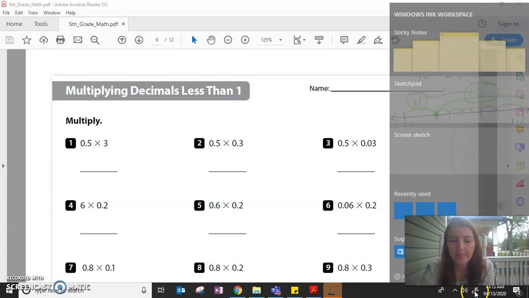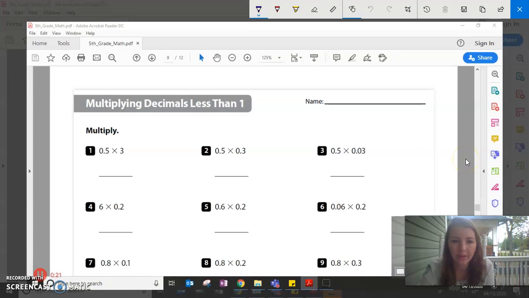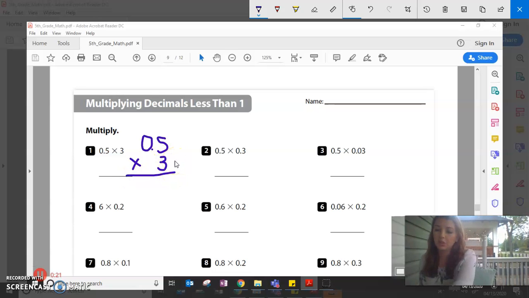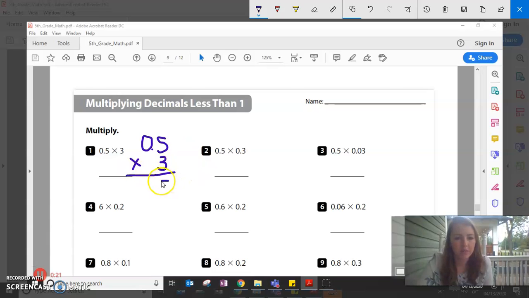Alright, the directions say multiplying decimals less than 1, and then it says to multiply. So similar to what we did last week, we're going to multiply normally as if there was no decimal. So if I have 0 and 5/10 times 3, I'm going to ignore the decimal and just pretend I'm multiplying 5 times 3. So 3 times 5 is 15. I write the 5 and regroup the 1. And then 3 times 0 is 0 plus 1 is 1.